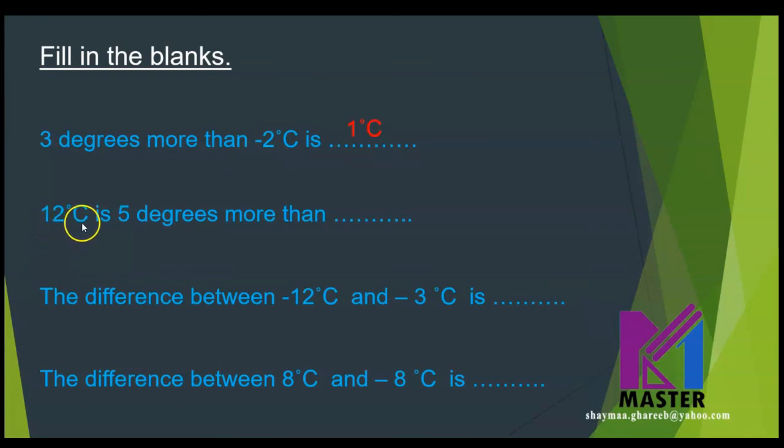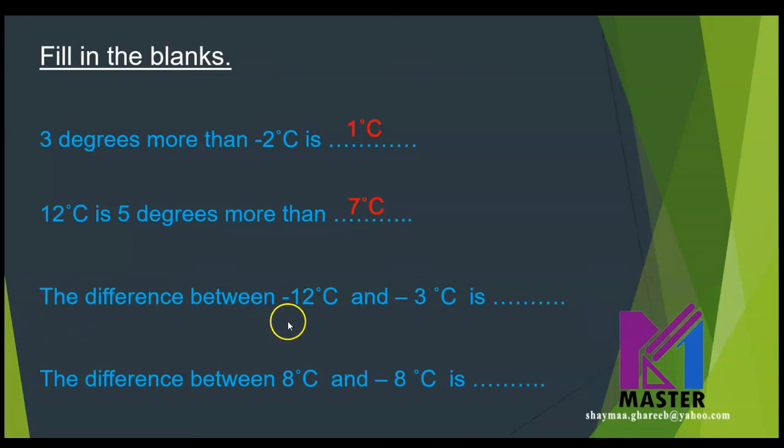12 degrees is 5 degrees more than, which means 12 is more than this number by 5, which means this number is 5 less than 12. So 5 less than 12 is 7.